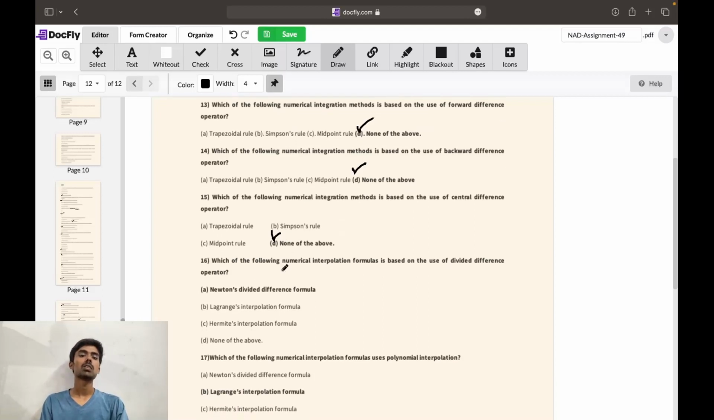For question number 16, we have: which of the following numerical interpolation formulas is based on the use of the divided difference operator? As the name suggests, option A here is the right answer. The Newton divided difference formula uses the divided difference operator.